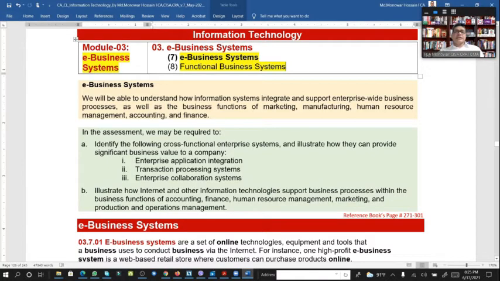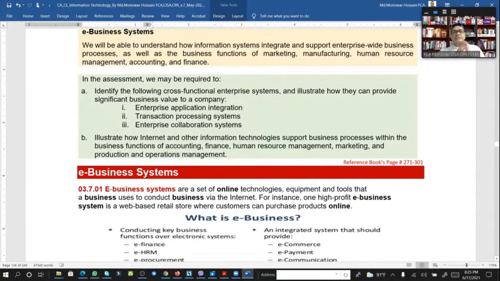How are they interrelated? We have to identify the cross-functional enterprise systems. We have to understand enterprise application integration, transaction processing systems, and enterprise collaboration systems. We have to understand how the internet and other information technology support business processes within the business functions of accounting, finance, management, and others. You can also go to your reference book, page number 271 to 301. Everything is there, but here I have summarized from that book, including a few pictures for better understanding in a simple way.